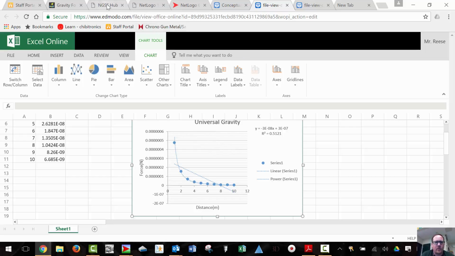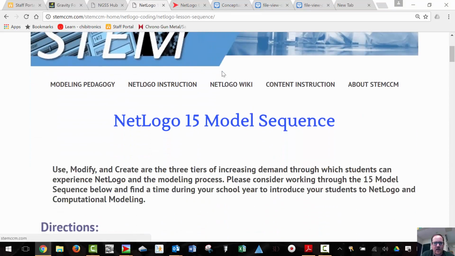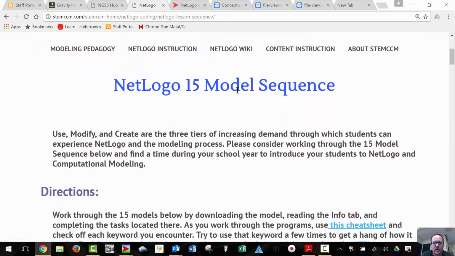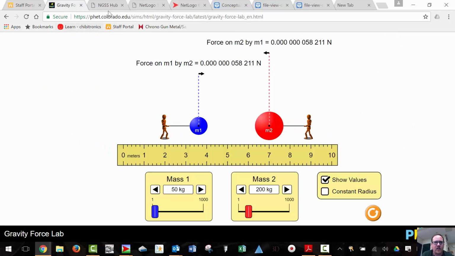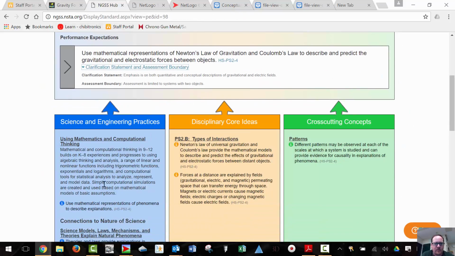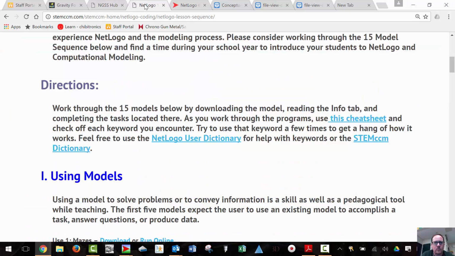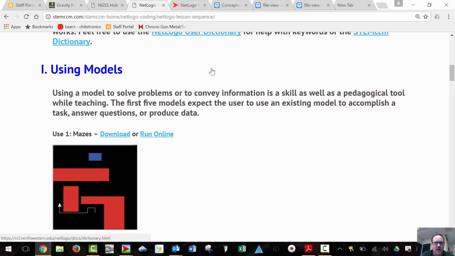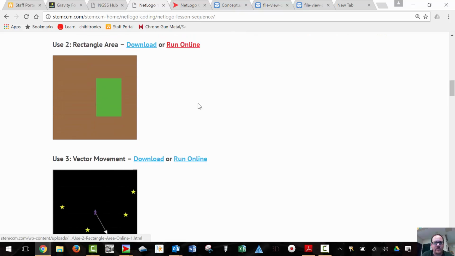And so that's when we went to Richard's website, STEMCCM.com, and the students hadn't been working in NetLogo yet. So I wanted to get them going, especially with that performance expectation. This is the first time it's really calling for students to make computational simulations. So anyway, I headed over to STEMCCM, and basically spent a week in the computer lab letting the students go through these 15 modules.